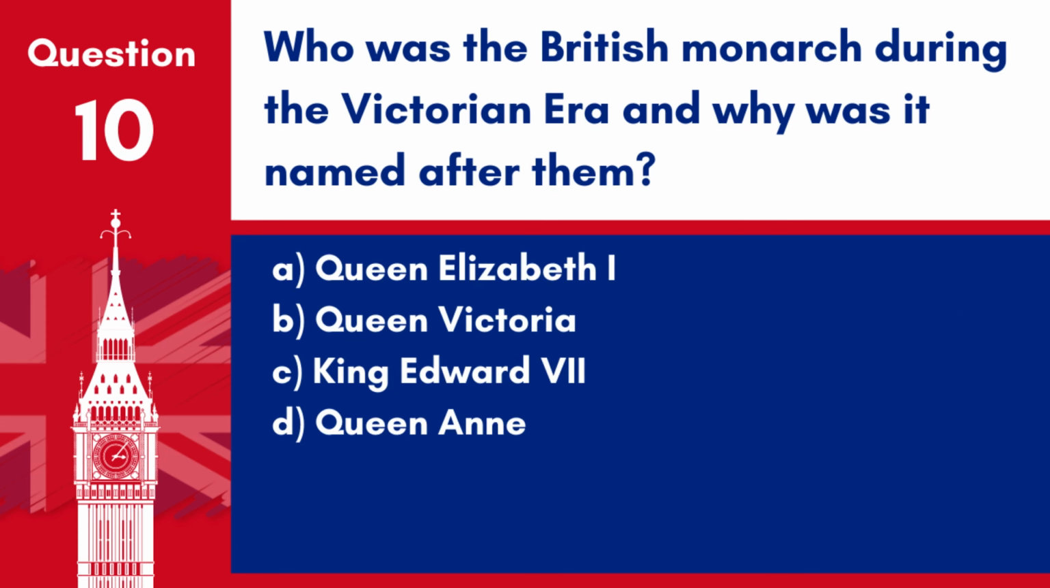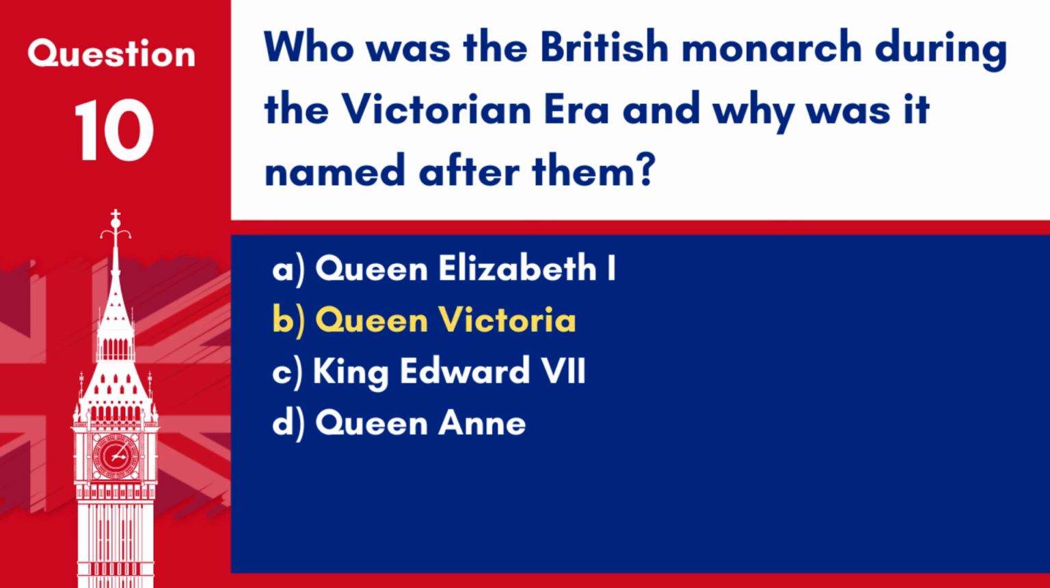Question 10. Who was the British monarch during the Victorian era, and why was it named after them? A. Queen Elizabeth I. B. Queen Victoria. C. King Edward VII. D. Queen Anne.